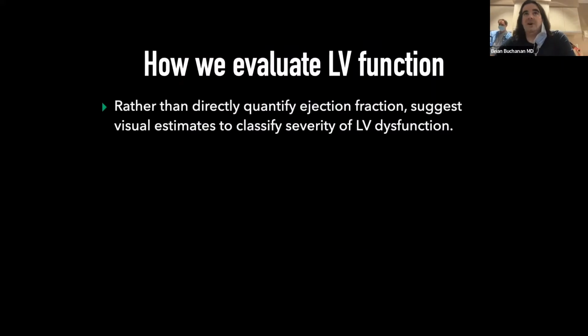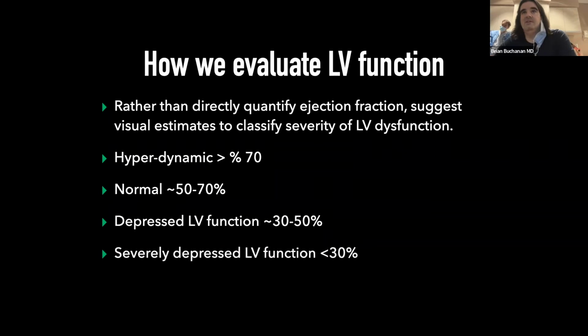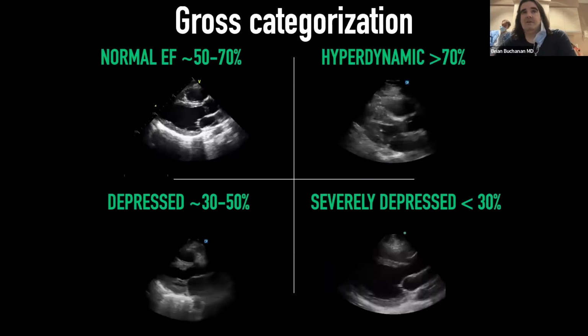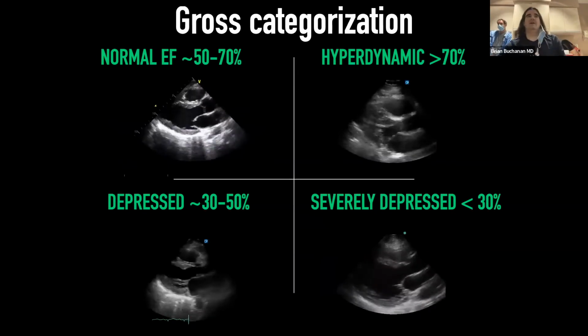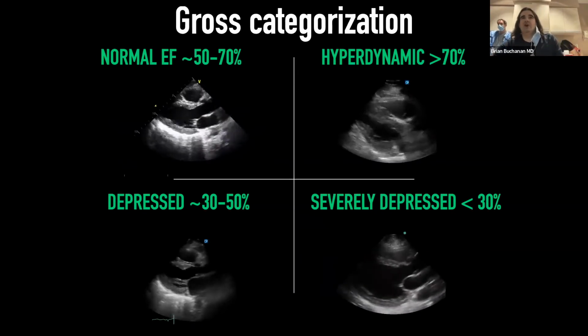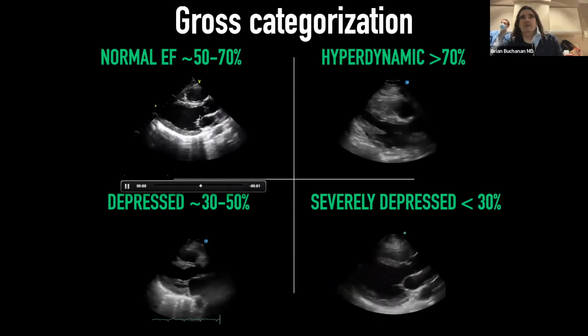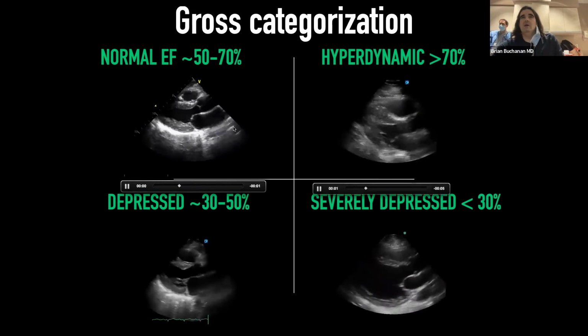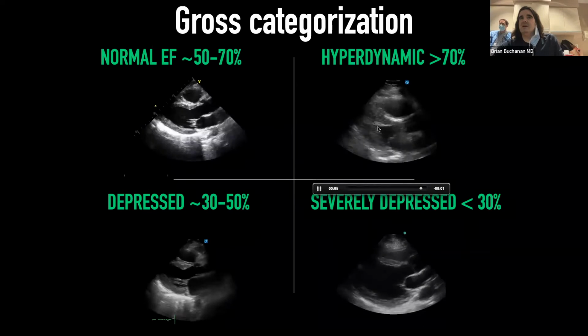So how do we evaluate function? We're going to put it down by categories. Hyperdynamic greater than 70%, normal 50 to 70, depressed 30 to 50, severely depressed less than 30%. So here's just an example. If you guys can take a look and hopefully decide for yourselves what we're looking at here. So 50 to 70%, you can see the walls all thicken uniformly. The valve opens really well. Okay, hyperdynamic, there's very little cavity left. The walls thicken a lot.